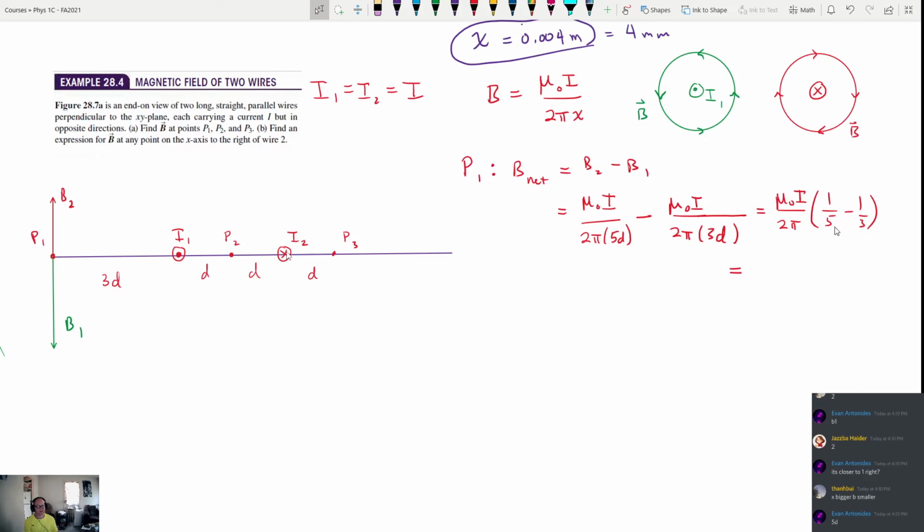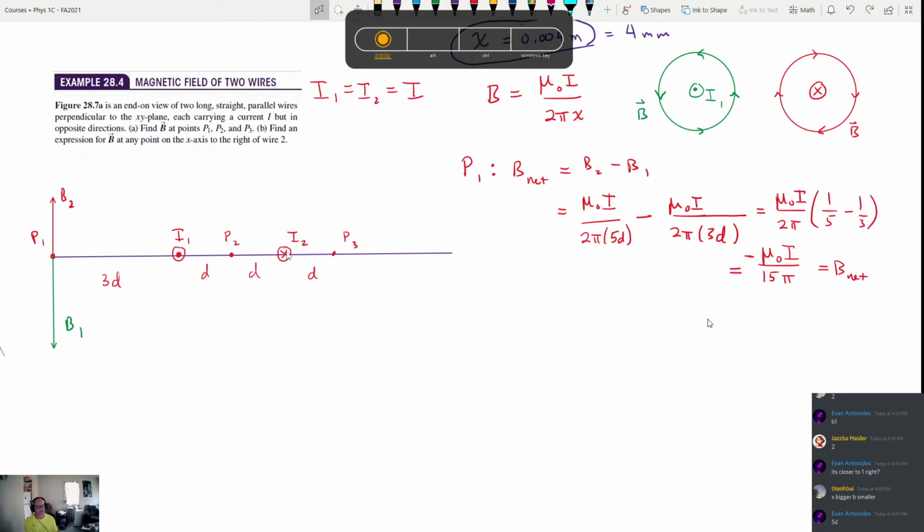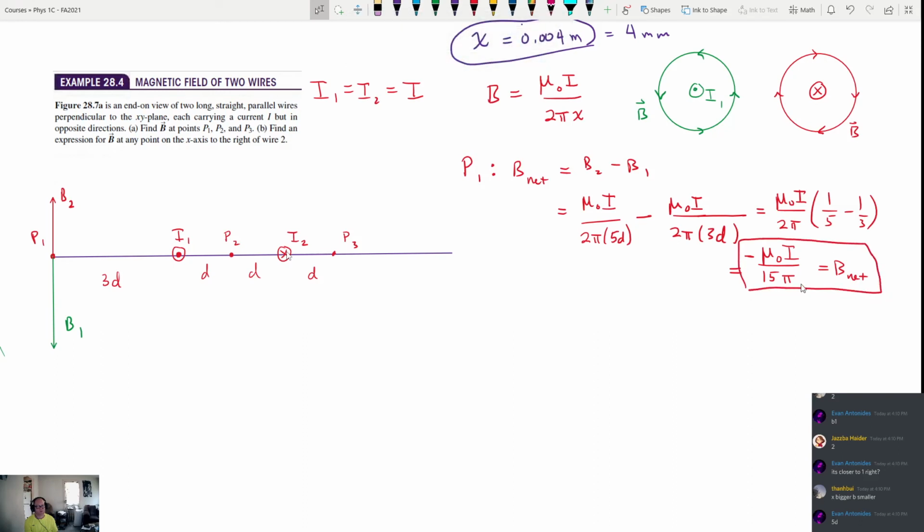So 3 minus 5 would be negative 2, which would cancel out with this. So I think you're going to get mu naught I over 15 pi, and there'll be a negative sign indicating that it's pointing down, which is what we want. Okay, do you all agree with that? I'll let you kind of work it out yourself there if you want.